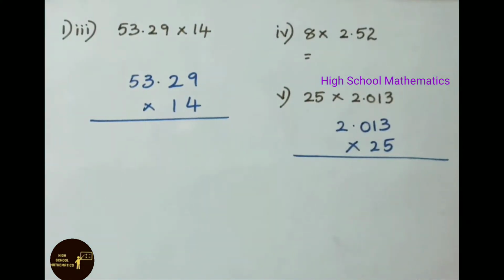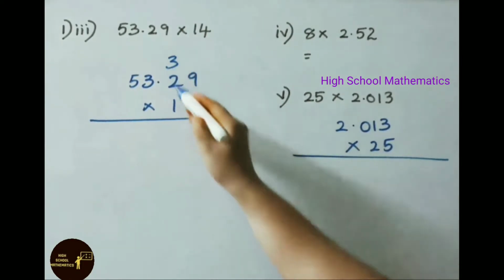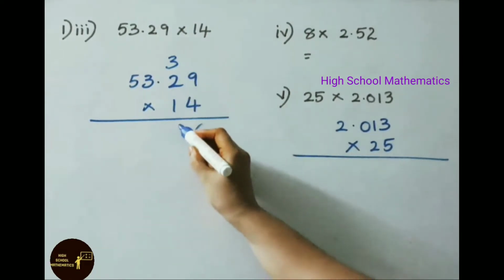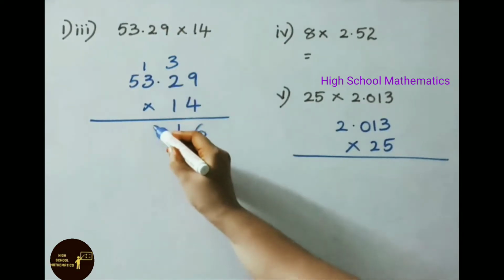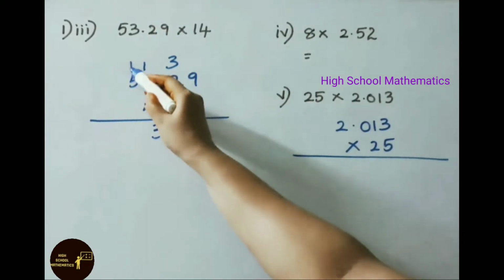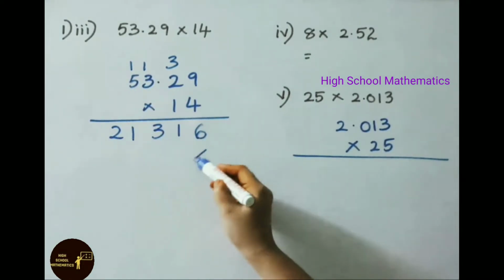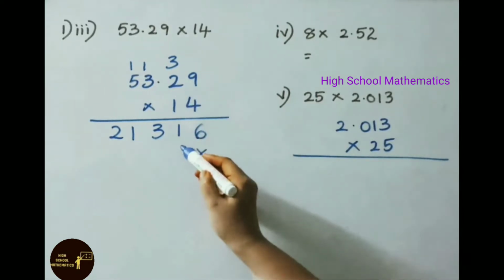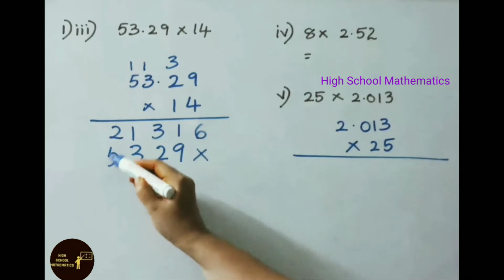Now let us see the multiplication. 4 9s are 36, 6 carry 3. 4 2s are 8, 8 plus 3, 11, 1 carry 1. 4 3s are 12 plus 1, that is 13, 3 carry 1. 4 5s are 20 plus 1, 21. Now let us multiply by 1. 1 9 is 9, 1 2 is 2, 1 3 is 3, 1 5 is 5.